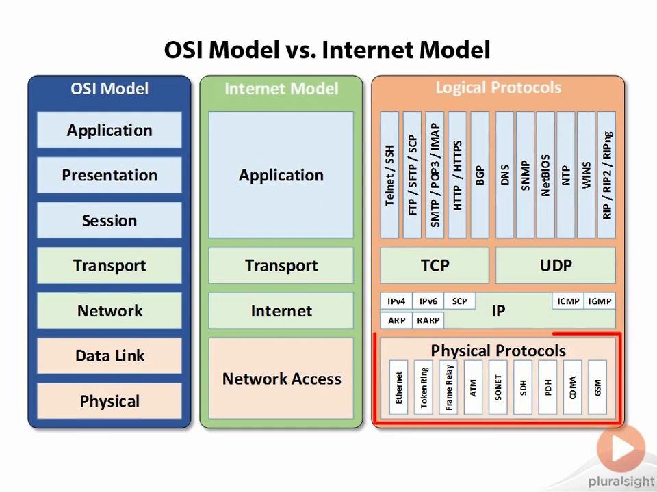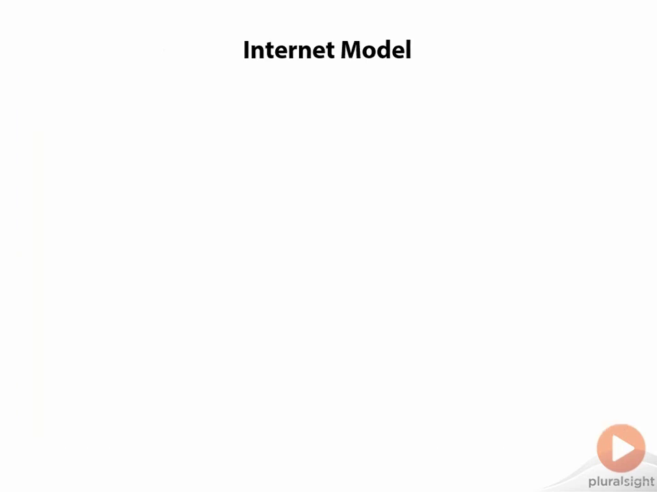And then at the physical layer, or the network access layer, we have physical protocols such as Ethernet, token ring, frame relay, ATM, SONET, and so on and so forth. Just so you have an understanding, each of these layers has specific parameters of what goes there, how it functions, and so forth.